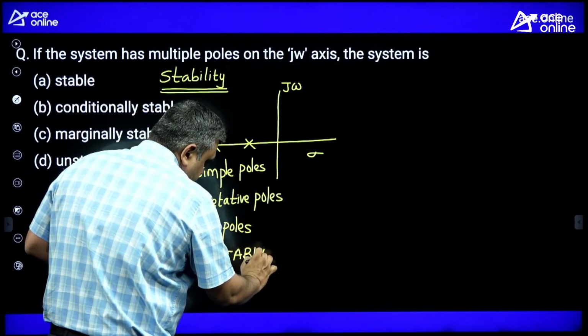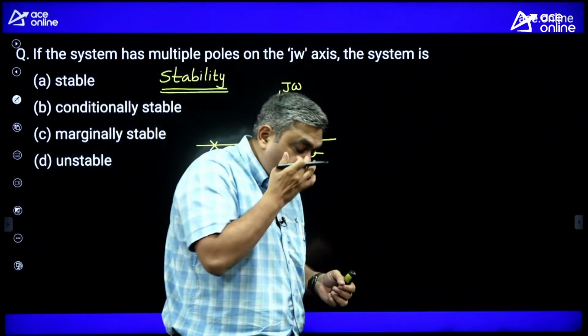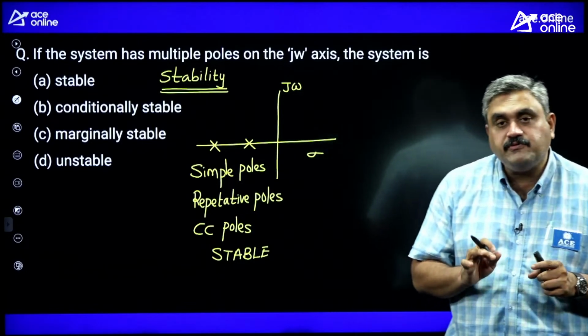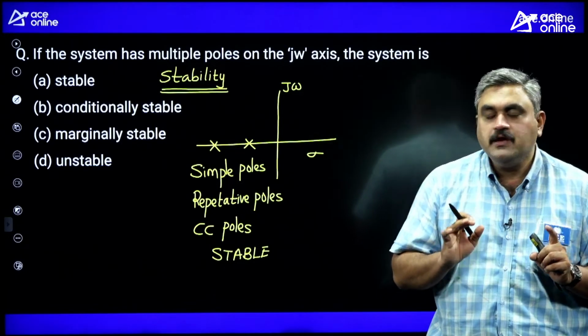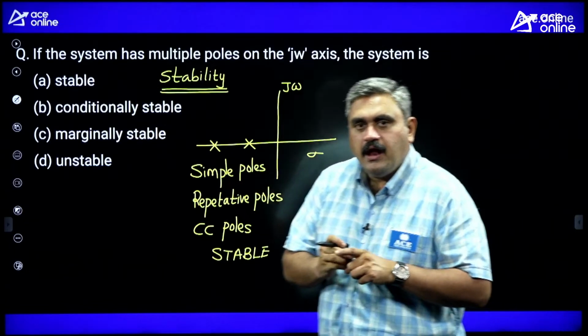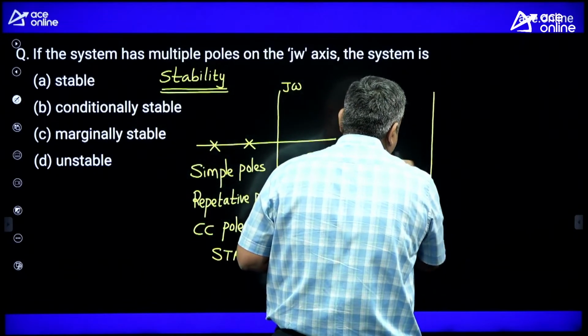Most of the students think that this question is from control systems. It may come under that topic, but stability and causality analysis are particularly related with signals, and this concept will be extended into communication also. So that is the reason I have taken that as a reference. Clear?